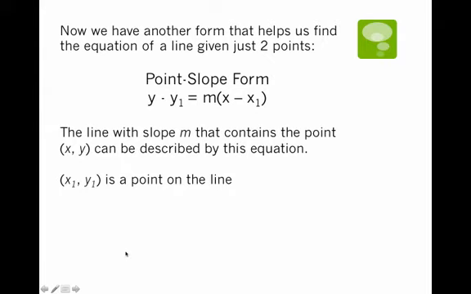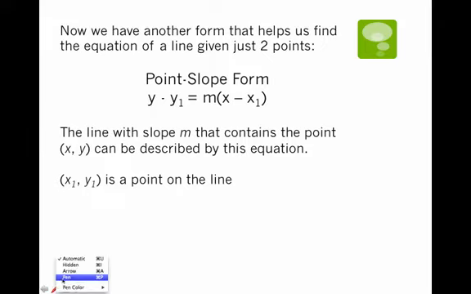Okay, so now we've got this other form that we're going to use when we're given just 2 points. Point-slope form is y minus y1 equals m, or slope, times x minus x1. So we're going to be able to describe with this equation a line that has that slope m and contains the point x1, y1, which is just a point on the line.